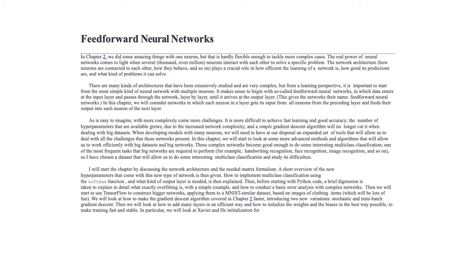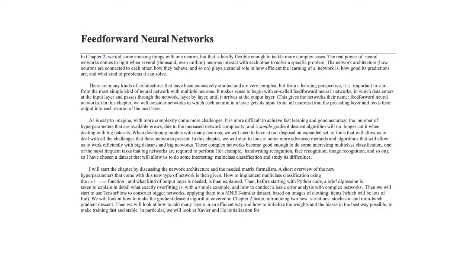As is easy to imagine, with more complexity come more challenges. It is more difficult to achieve fast learning and good accuracy. The number of hyperparameters that are available grows, due to the increased network complexity, and a simple gradient descent algorithm will no longer cut it when dealing with big datasets. When developing models with many neurons, we will need to have at our disposal an expanded set of tools that will allow us to deal with all the challenges that these networks present. In this chapter, we will start to look at some more advanced methods and algorithms that will allow us to work efficiently with big datasets and big networks.